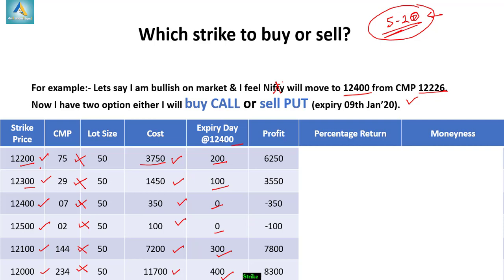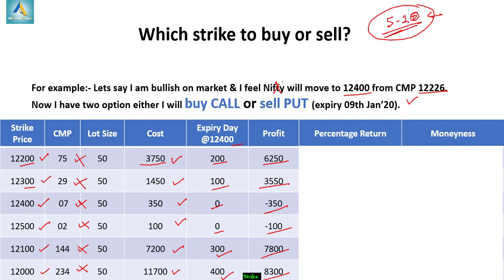In case I've got 12,200, then my profit is 6,250 rupees. In case I've bought 12,300, then my profit is 3,550 rupees. For 12,400 and 12,500, since they are out of the money or at the money, I've lost the entire amount here, the investment amount of 350 and 100. For 12,100, I have made a profit of 300 on a cost of 144, so definitely the profit will be around 7,800, and for the 12,000 strike my profit will be around 8,300.